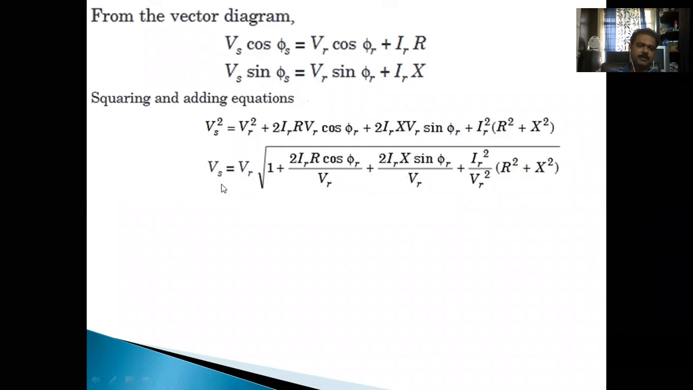Vs, that is the sending end voltage, is equal to an expression in the receiving end voltage and these parameters: resistance, reactance, and also the phase angles. Okay, note down. Once you have noted, please inform me.